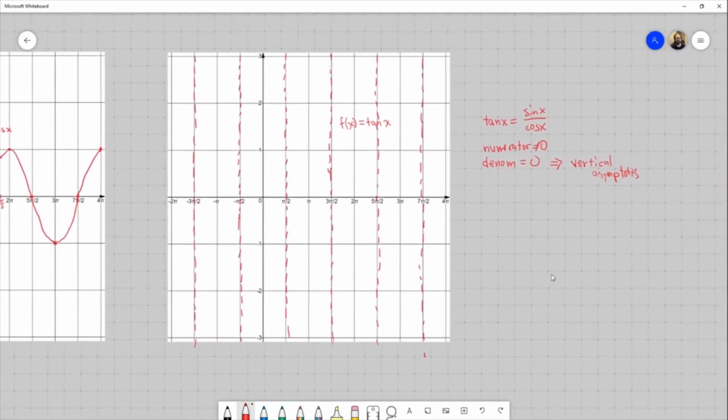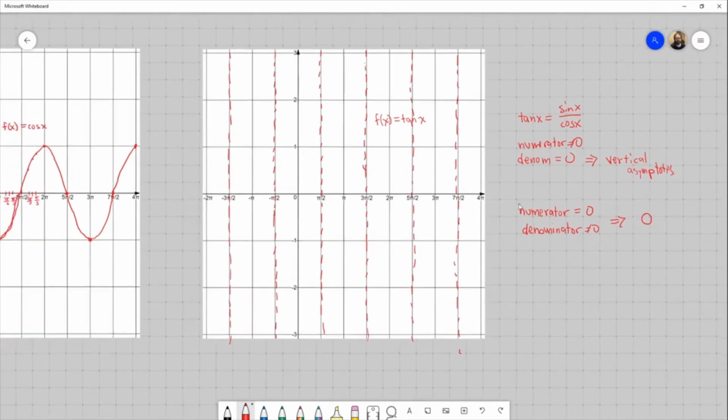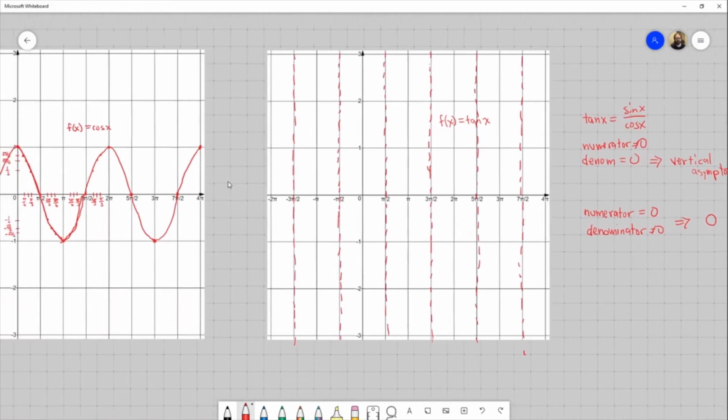Then another thing that we learned about rational expressions in Math 136 is that if the numerator is equal to 0 and the denominator is non-zero, then the expression is equal to 0. Right? So I can plot my x-intercepts for tangent by looking at sine. Wherever sine is 0, cosine's not going to be 0, because again they're never 0 at the same time. And tangent will be 0 there. Tangent will also have an x-intercept.